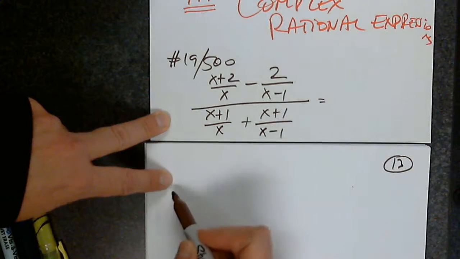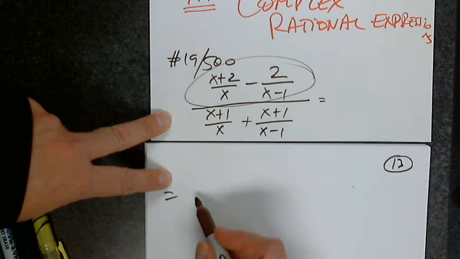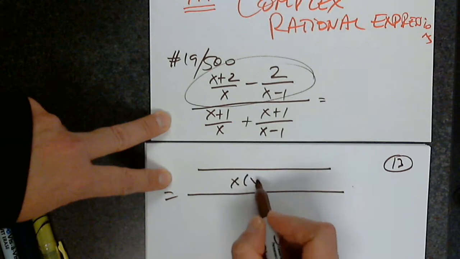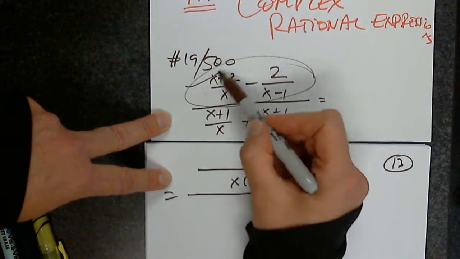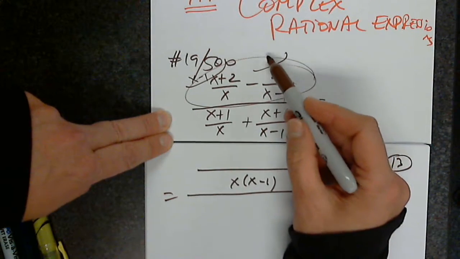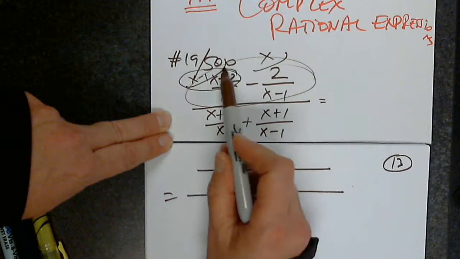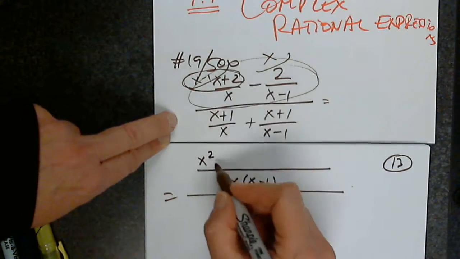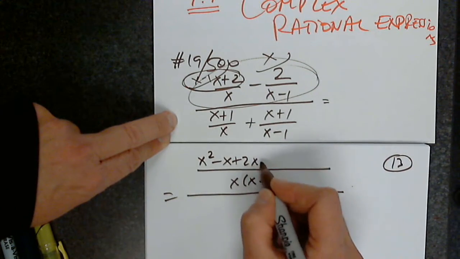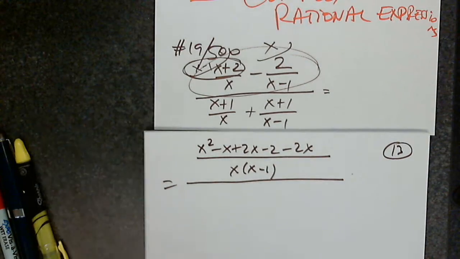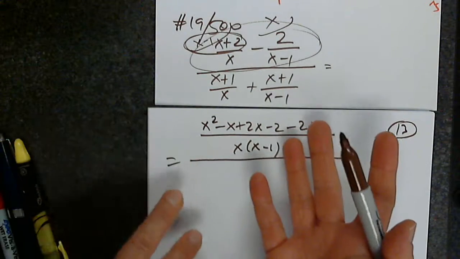Okay, so I see operations with fractions at the top. I'm not afraid of them at all because I see that the least common denominator is x times x minus 1. I know that the top one here needs x minus 1 and the top here needs x. I have to be very careful how I multiply these two. X times x is x squared minus x plus 2x and minus 2 and minus 2x. Nothing new because I know how to do this from 7.4. I will repeat the process for the denominator.